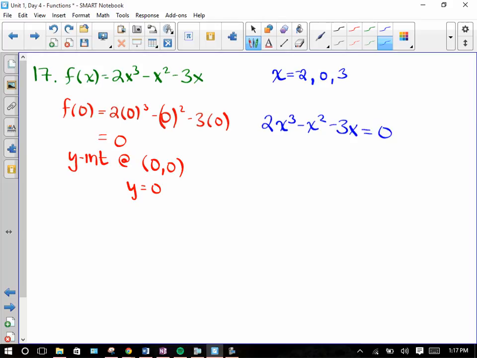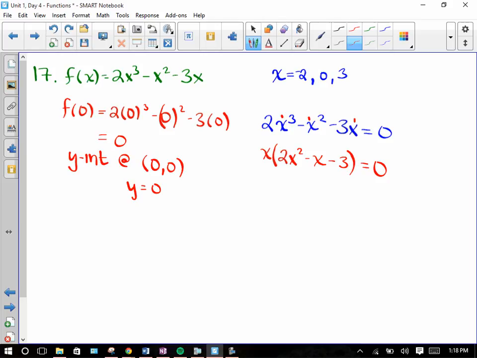Now, if we're looking at that, what do all 3 of those terms definitely have in common? X. I'm factoring an x out. So I'm bringing an x out from here, an x out from here, an x out from here. So that takes me to x times 2x squared minus x minus 3. That's still equal to 0. Now I have a quadratic function. I like quadratic functions because those are easy to factor.